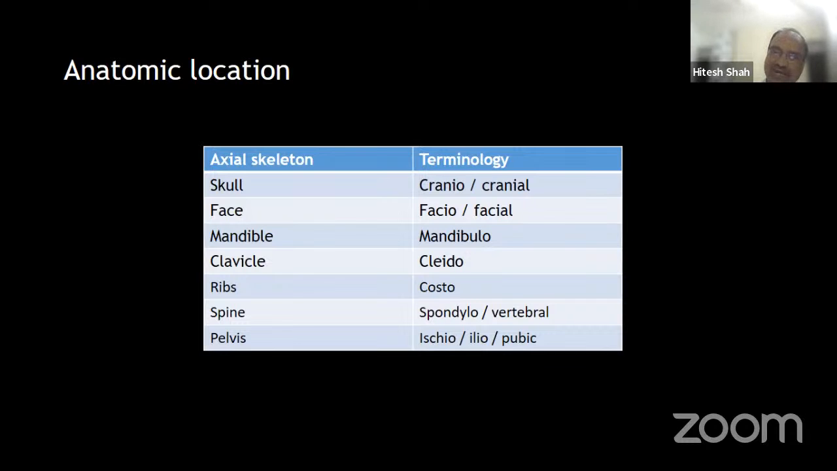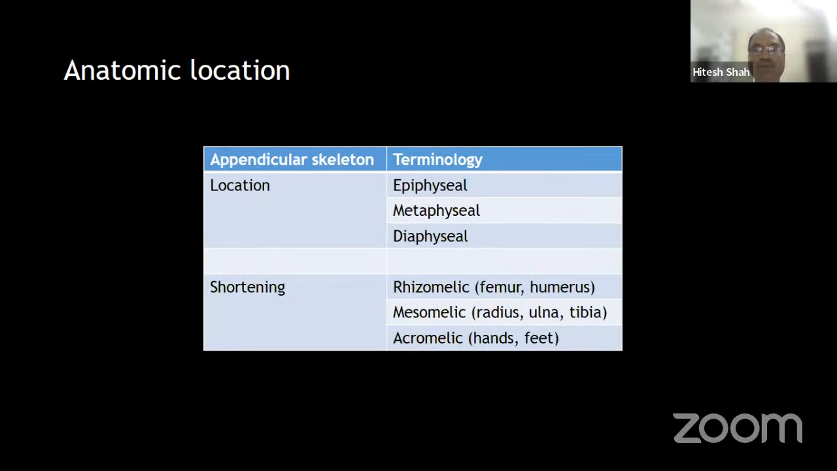For the spine, it is called spondylo. Whether the pelvis is involved, the ilio, ischio, or pubis, or whether it is cranio, because there are combinations of dysplasia: craniometaphyseal, craniodiaphyseal, craniofacial, cranial dysostosis, spondylometaphyseal, ischio-iliac. It depends on the involvement of the anatomical location: abnormality in the spine, skull, face, mandible, ribs or pelvis.